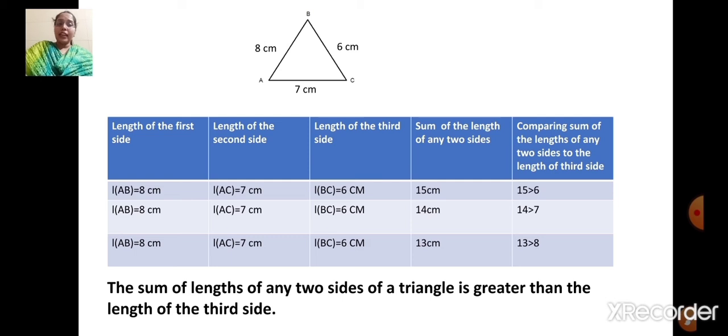15, right? So here I have written it as 15. Now next, so 15 is greater than 6? Yes. So if any two sides you will take, it is greater than the third side.